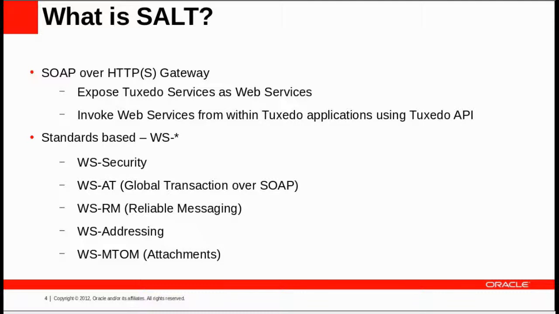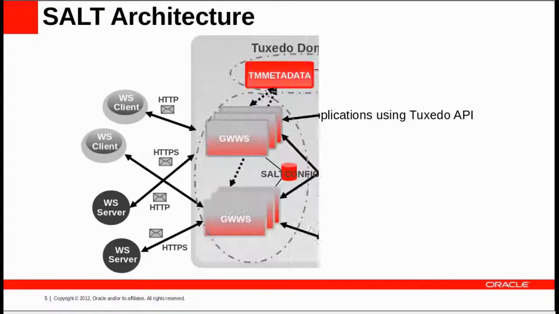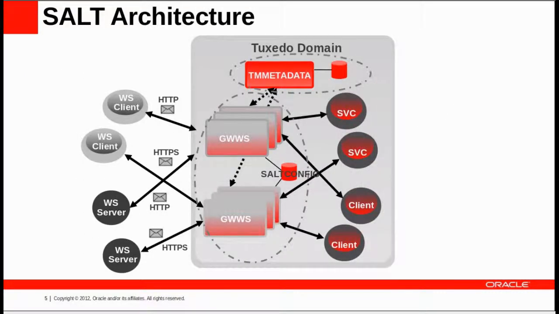Standards supported include WS-Security, SAML Single Sign-On, WS-ReliableMessaging, WS-AtomicTransactions, WS-Addressing, and for attachments, WS-MTOM. Here is a picture of where SALT fits in Tuxedo. The heart of SALT is the web services gateway through which all web services requests transit.